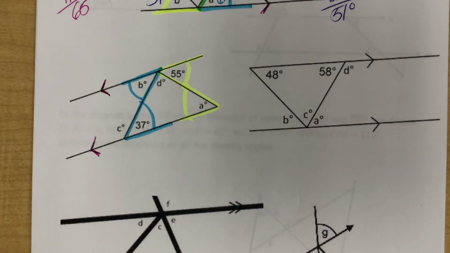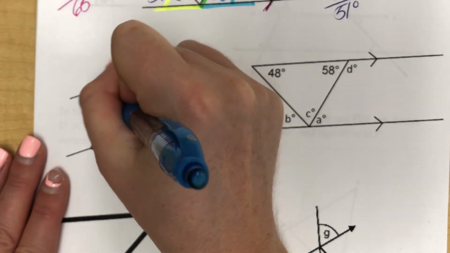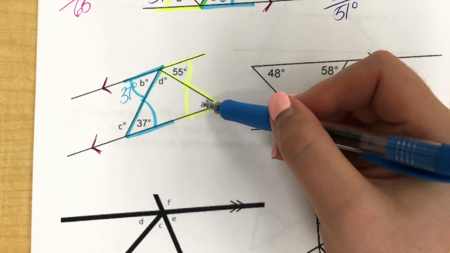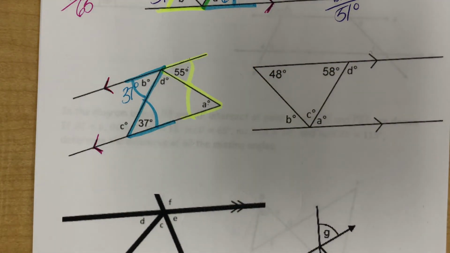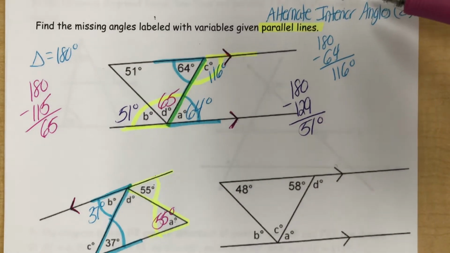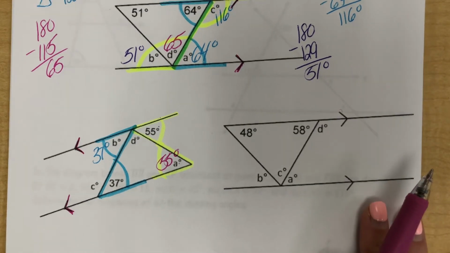So that was actually really helpful because if this angle is 37, I know that angle B is going to be 37. So that's one out of the way. And if this is 55, I know this angle down below has to be 55. And again, these are alternate interior angles. Okay, let me keep working here.